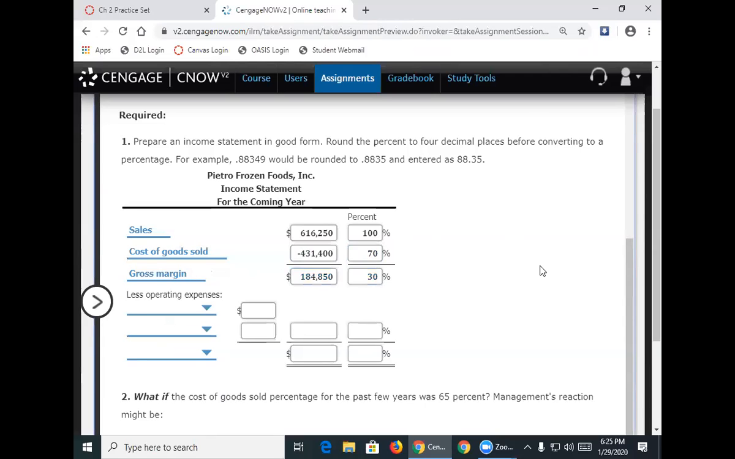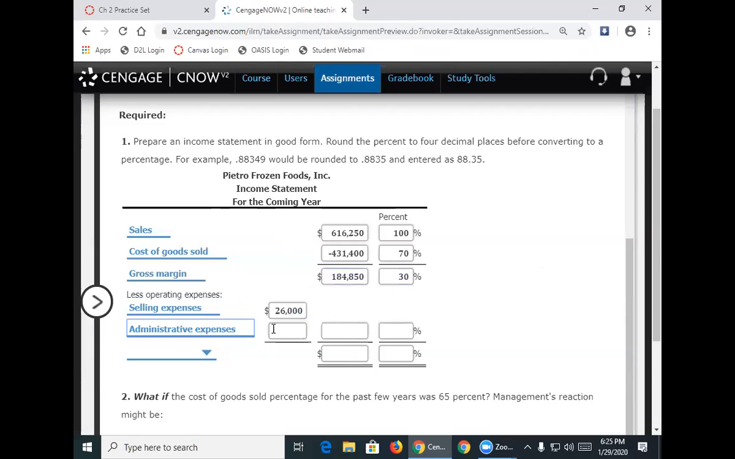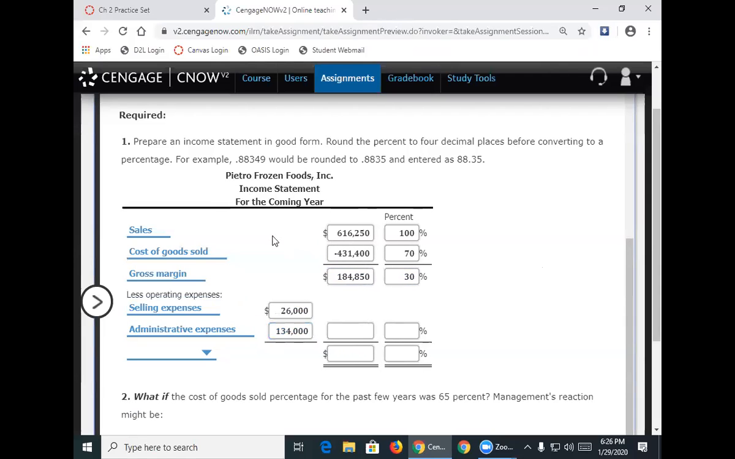Okay. Again, this is a pretty simple income statement. So the only thing we take out next are operating expenses, which they gave us. So we had selling expenses of 26,000. Oops, I'm adding too many zeros. And administrative expenses of 134,000. So my total operating expenses, I'm going to show as a negative 160,000.